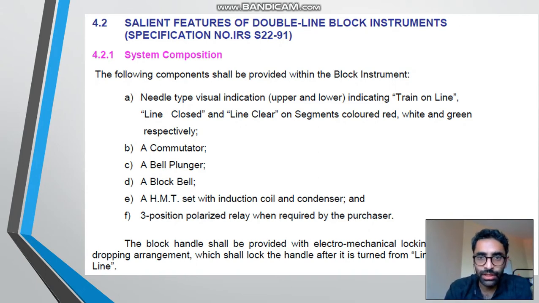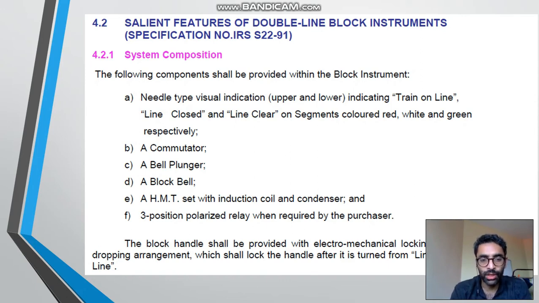So what are the salient features of double line block instruments? The salient features are mentioned in specification number IRS S22-91, and you can see here the following components shall be provided within the block instrument. So what are the components that are required? The first is needle type visual indication, upper and lower, indicating train on line, line closed, and line clear on segments colored red, white and green respectively.